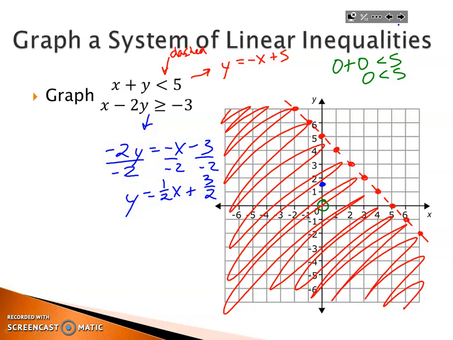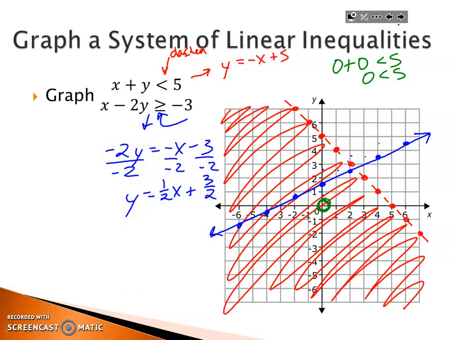I've got to be careful when I'm finding my slope. I could go up 1, right 2, up 1, right 2, up 1, right 2. You could also go down 1, left 2, down 1, left 2, down 1, left 2. Okay, I would need to have a solid line between these. Okay, what test point should I use?